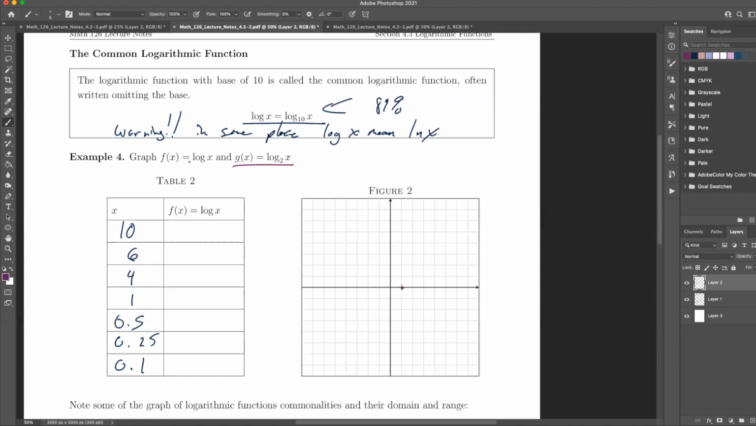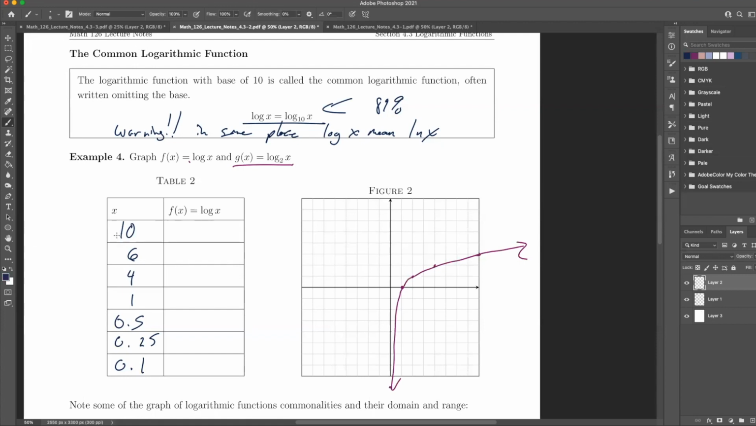So we know it goes through this point here. At 2 it's 1, at 4 it was 2, and at 8 it's 3. So this comes in, goes down. All right, so this is log base 2.